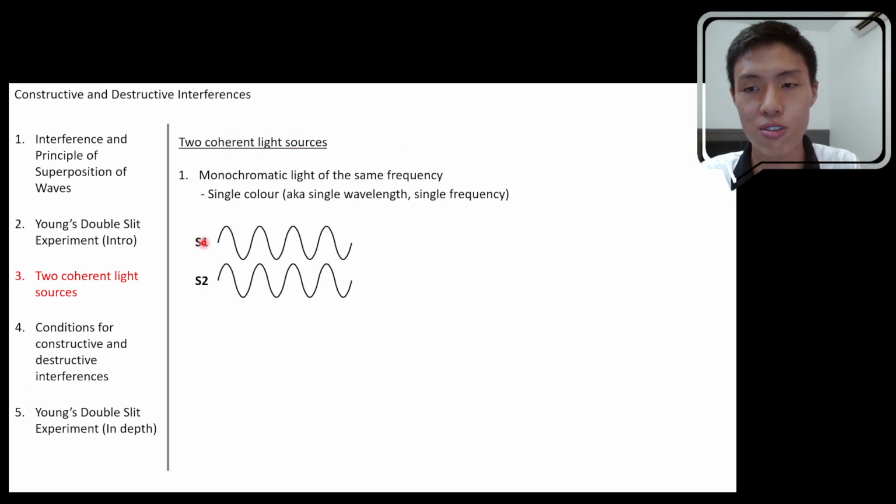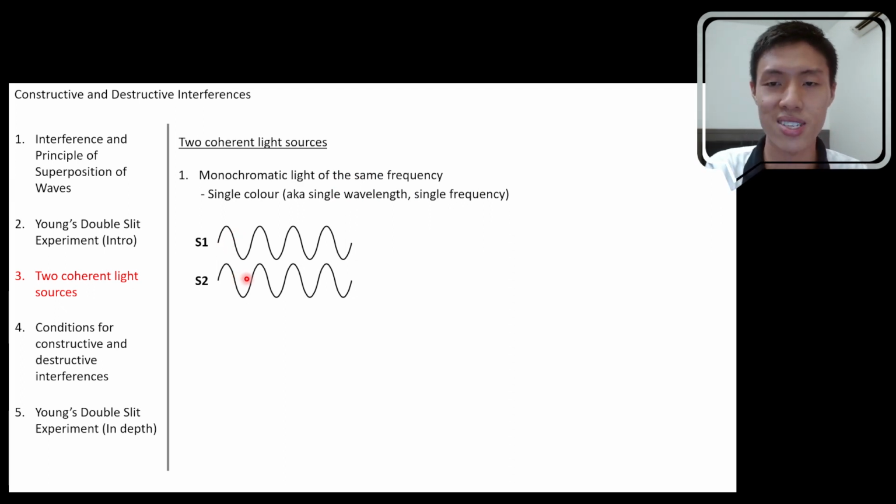So let's say you have source 1 and source 2, and the light emerging from source 1 is like this, and the light emerging from source 2 is like this. Then we can call it monochromatic. Why monochromatic? Because source 1's wavelength is the same as source 2's. They both have the same wavelength, so your idea of single wavelength is achieved. Single frequency is also achieved if they're traveling at the same speed, which is all the time. So you have single wavelength, single frequency.